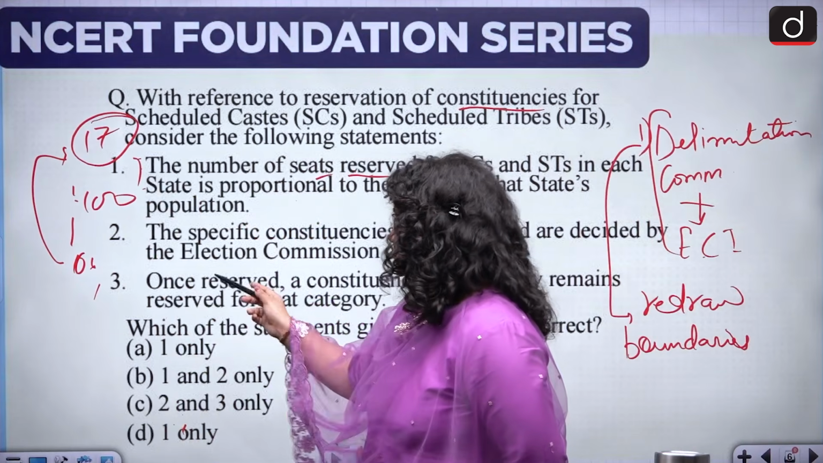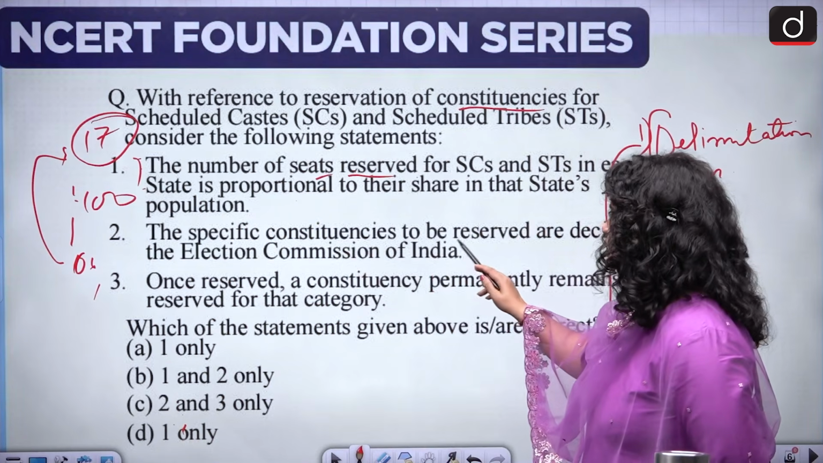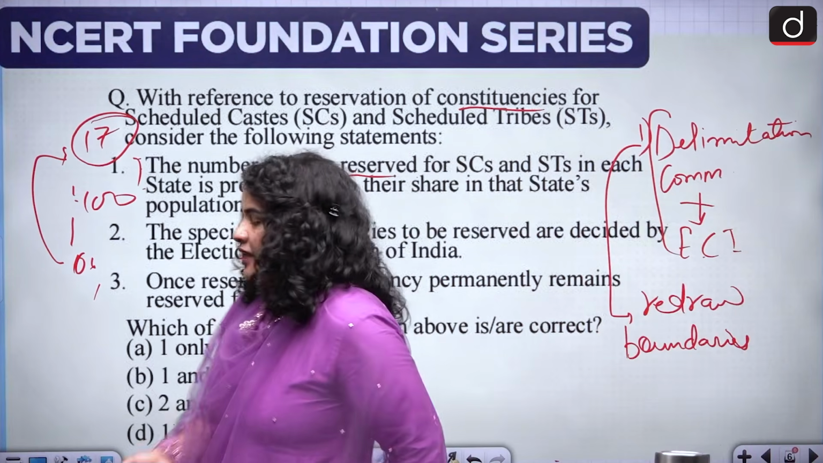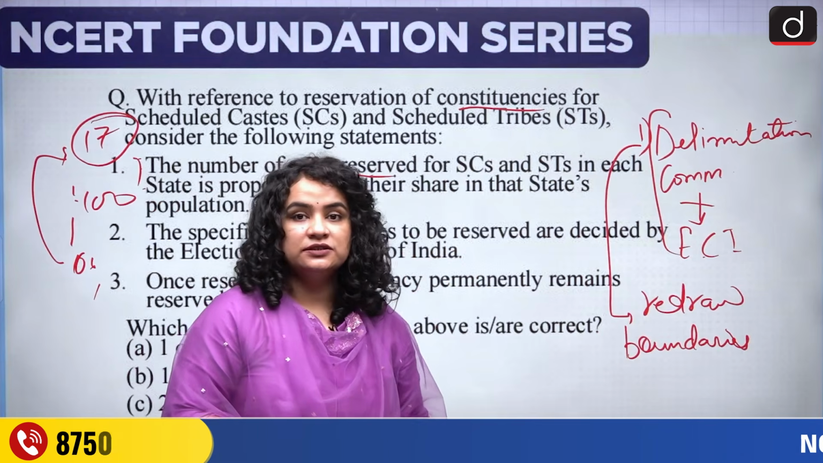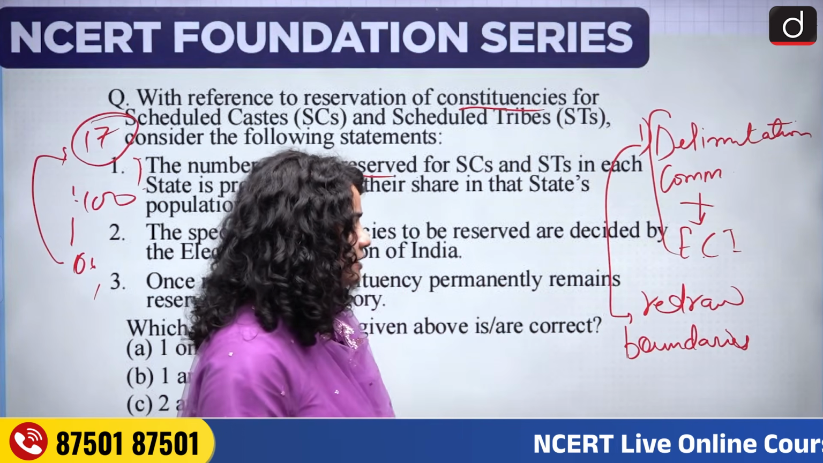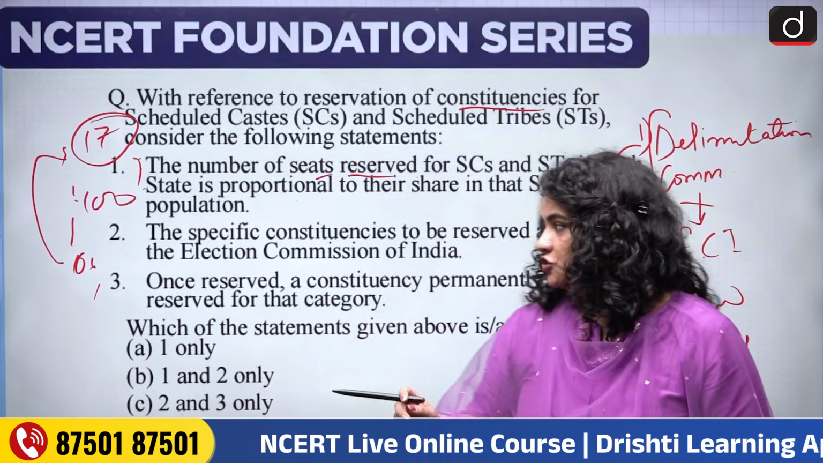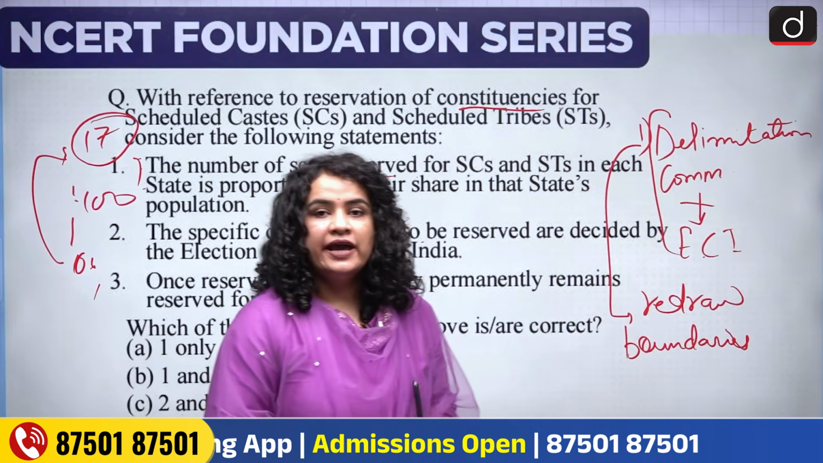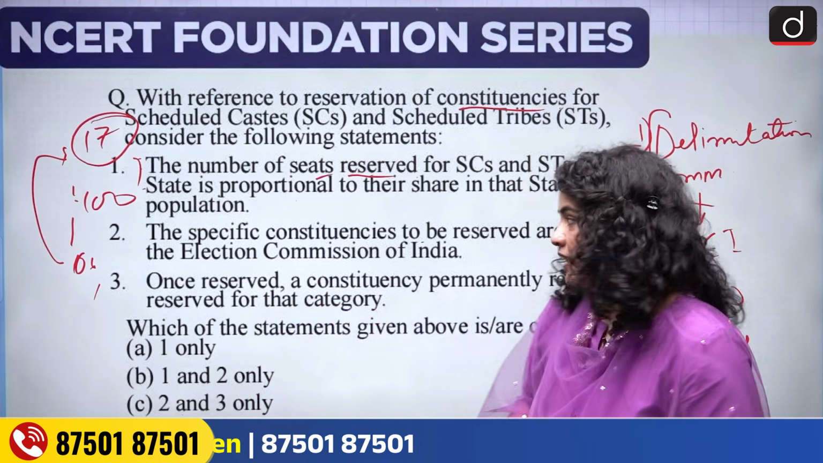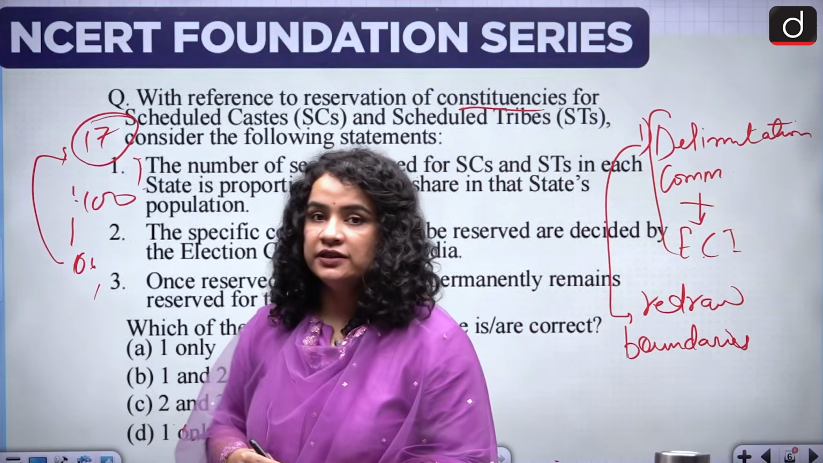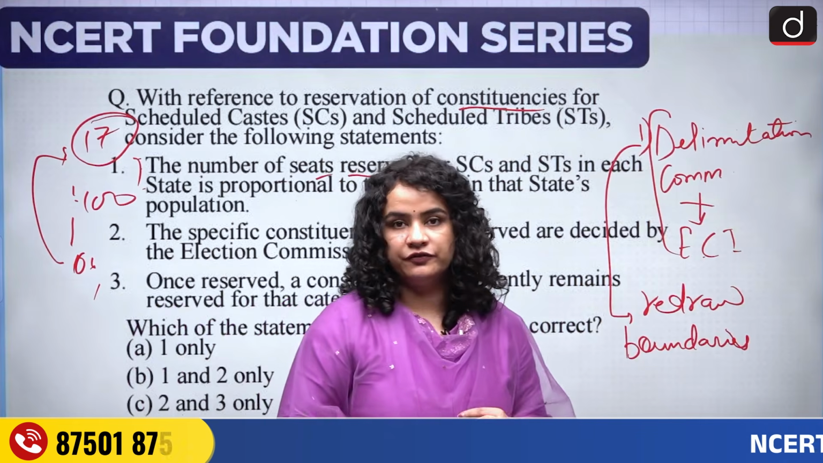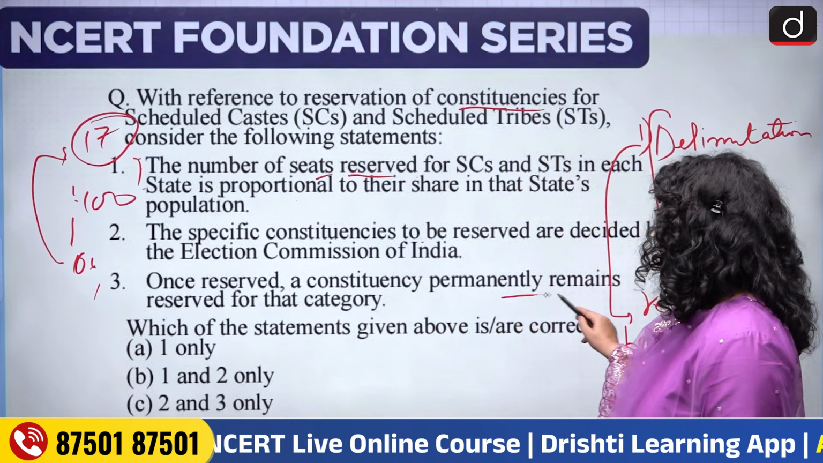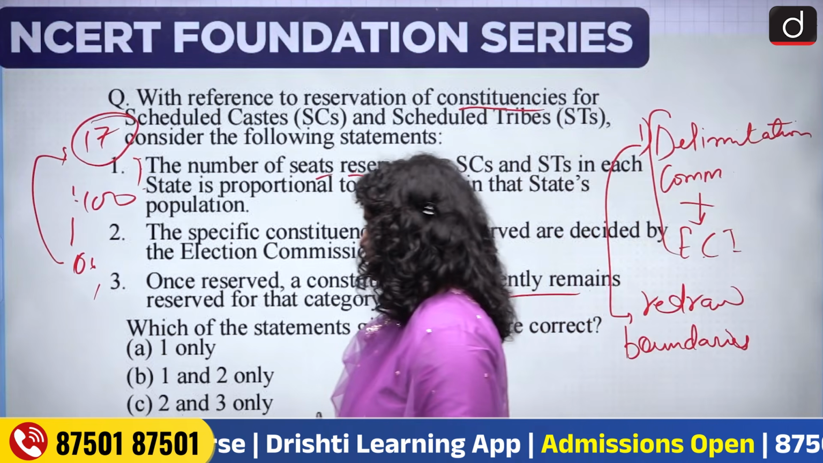The second statement is that the specific constituencies to be reserved are decided by the Election Commission of India. In fact, we have just read that it is decided by the Delimitation Commission. Of course, it works with the Election Commission of India, but the decision of the Delimitation Commission is final, and that decision has the force of a law. And that decision is not subject to judicial review. Option 3 says, once reserved, a constituency permanently remains reserved for that category.